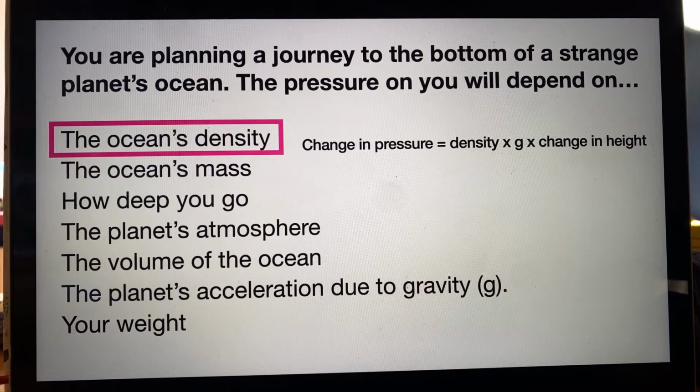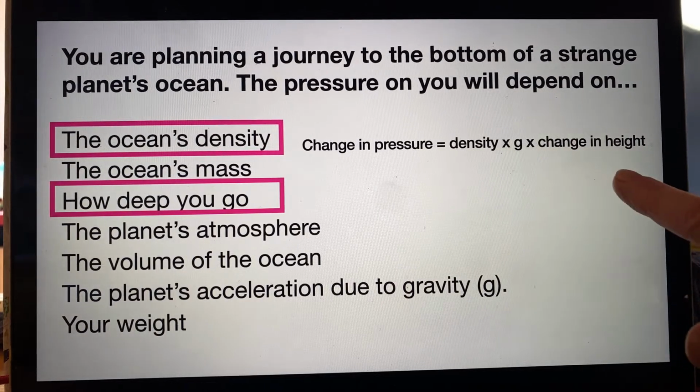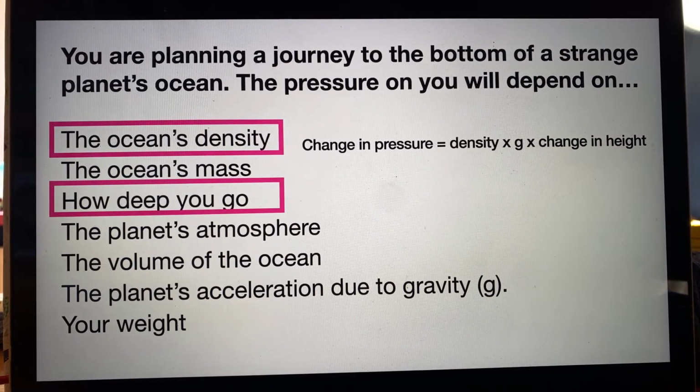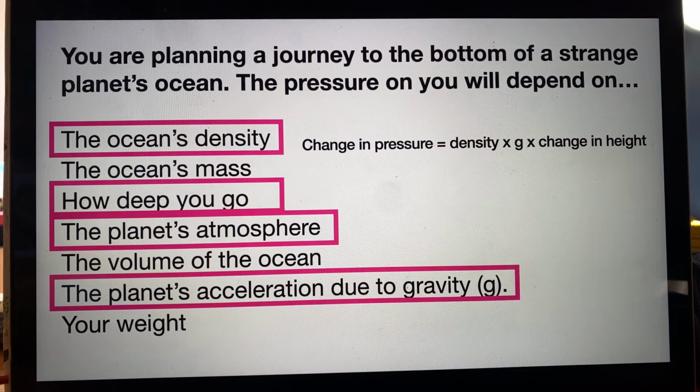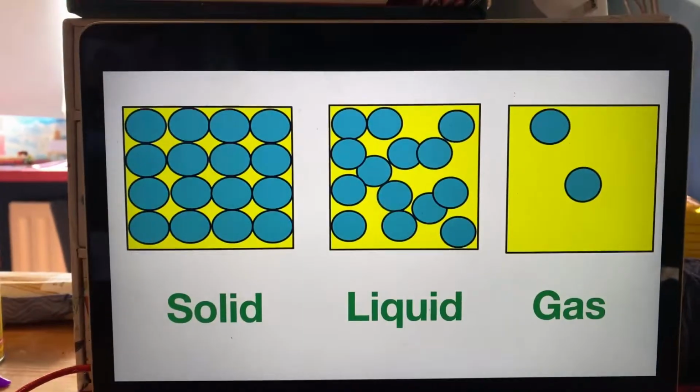Does the ocean's mass depend? Is that changing anything? The answer is no, because it's just the amount of particles above you. How deep you go, definitely, because that's a change in height, how low you are in the water. The planet's atmosphere does, because that's pushing down on the ocean, so that counts. And just one more out of those three, it's the planet's acceleration due to gravity, little g as well. The volume of the ocean, how much water there is in the ocean, makes no difference. It's just the amount of water that is above you, and your weight makes no difference either. Okay, right, we can move on.